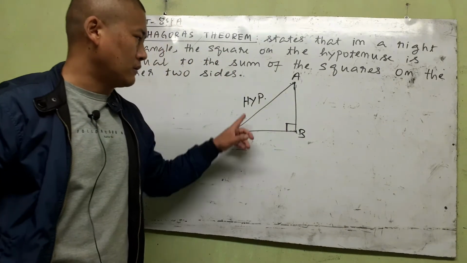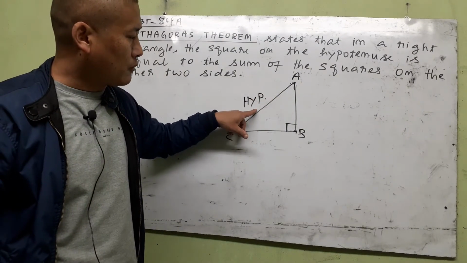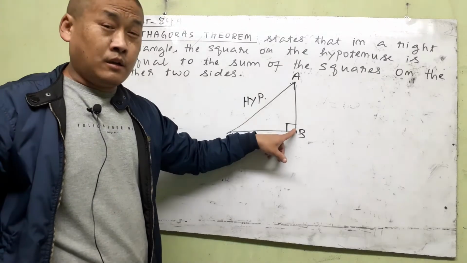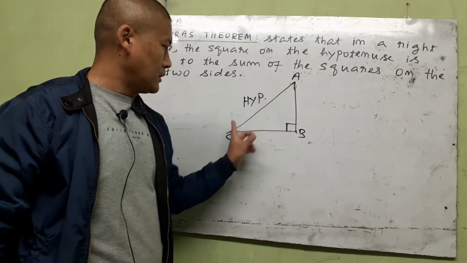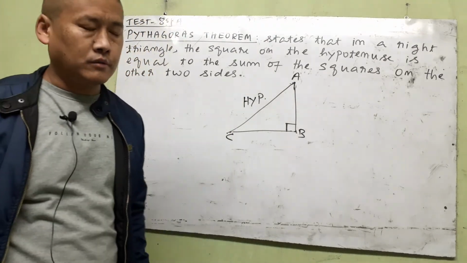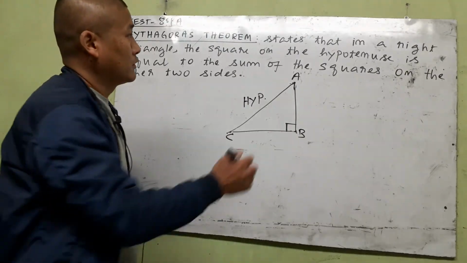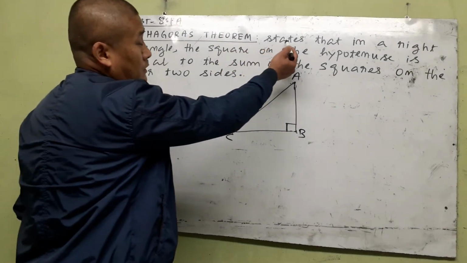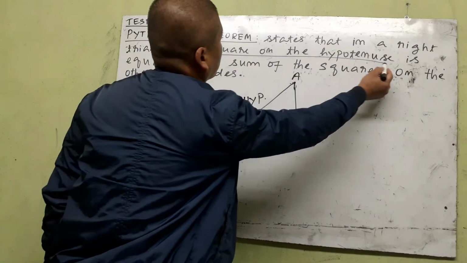So hypotenuse in the right triangle is the side of the right triangle which doesn't form the arm of the 90 degree angle. Okay, so BA and BC are the arms. Since AC is not an arm, AC is the hypotenuse. So it is very important to spot and identify that hypotenuse first, because as you see, now let us read. It states that in our right triangle, the square on the hypotenuse.